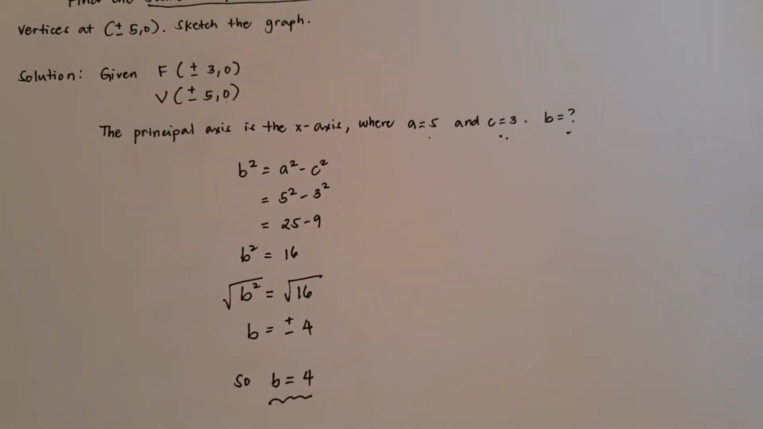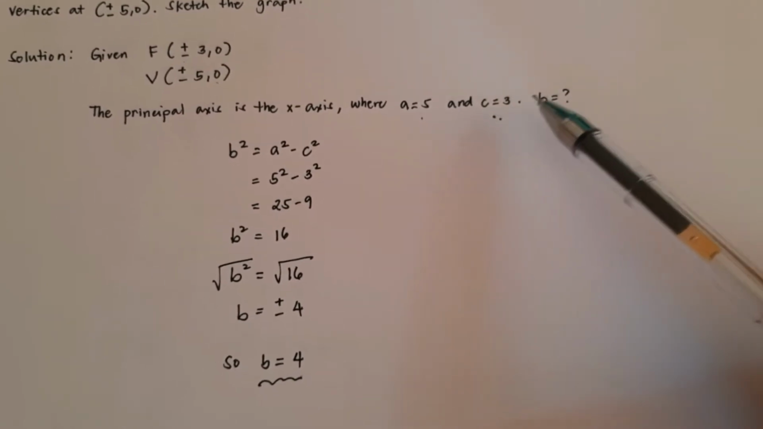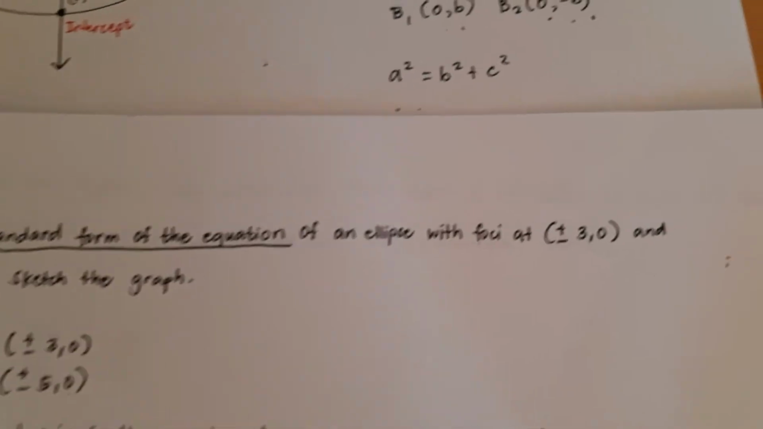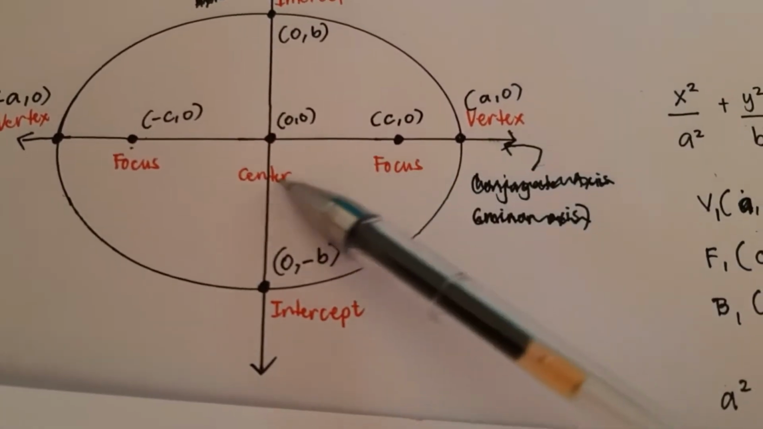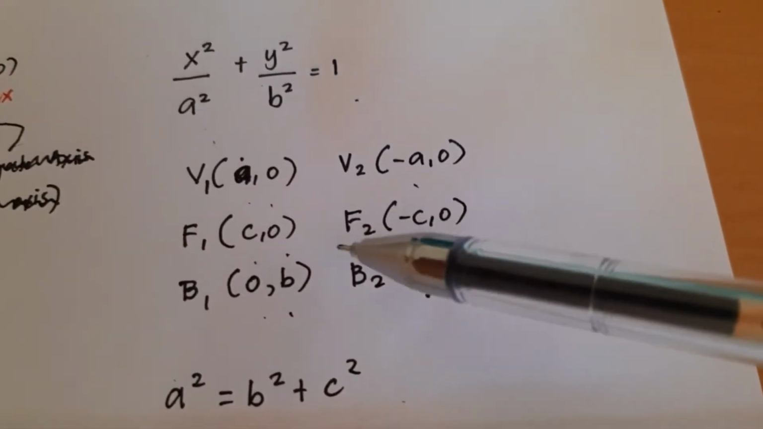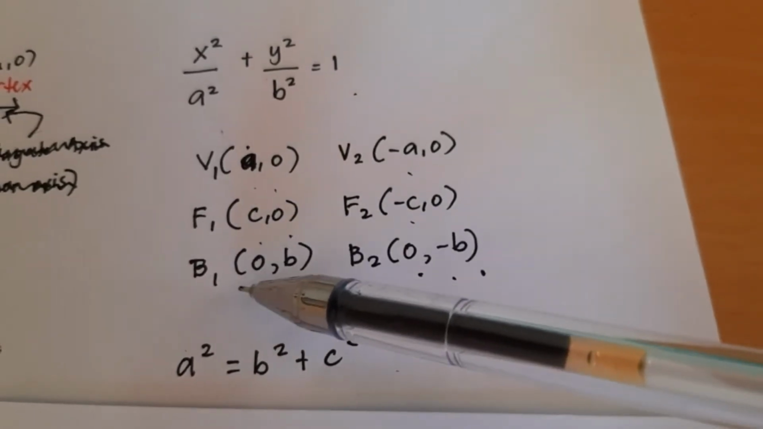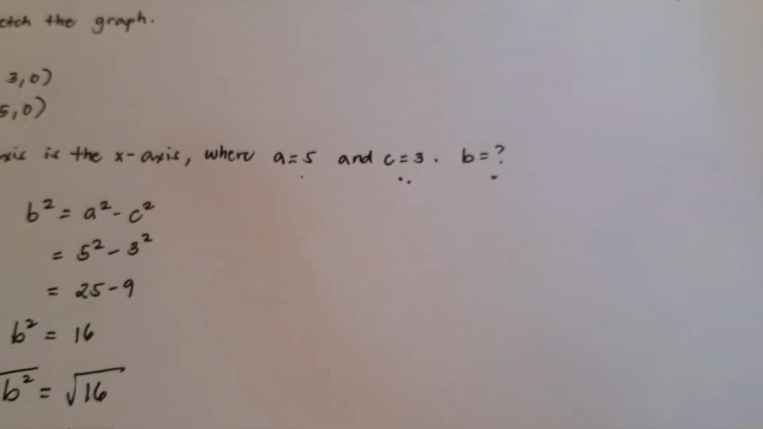So therefore, the values of a is equal to 5, c is equal to 3, and b is missing. Since the principal axis is the x-axis, this would be our pattern. This is the principal axis of our ellipse. And so therefore, our vertices would be here, focus, and then intercept. So, the value of b is missing.